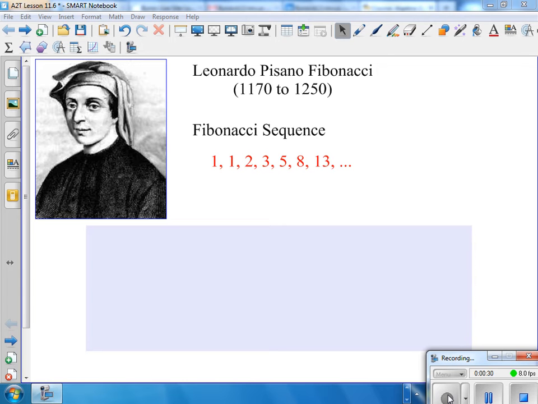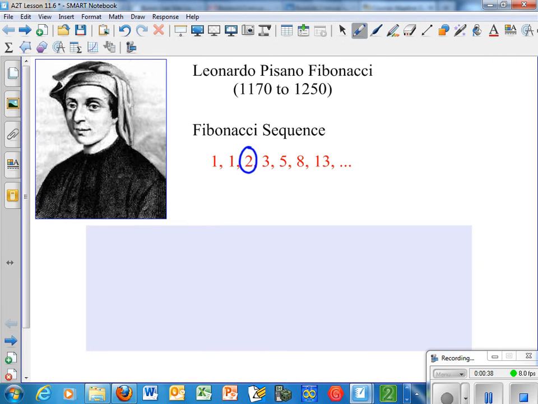If you notice here, the Fibonacci sequence, and this isn't in your notes, but I want you to watch and listen. Basically, to find this term, I add these two terms. If I was going to find this term, I add these two terms, 1 and 2. To find this term, I add the 2 in front of it. So you're always adding the previous two terms to find the next term, and that is the Fibonacci sequence.